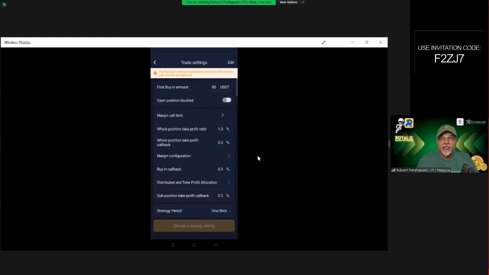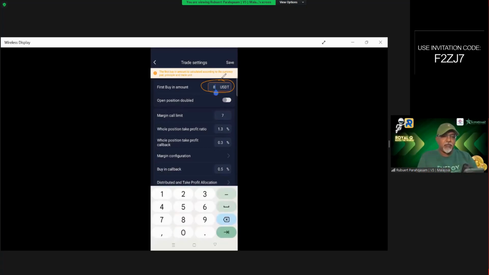Let's take a look at this one by one. First, buy-in amount. If I want to edit these values here, I need to tap on edit. Can you see here? Edit. I need to tap on that first. First buy-in amount is telling the robot how much I want to buy. Initial buy. Remember, buy number 0, initial buy. Let's say my initial buy is $15.